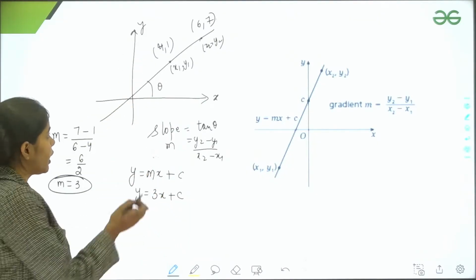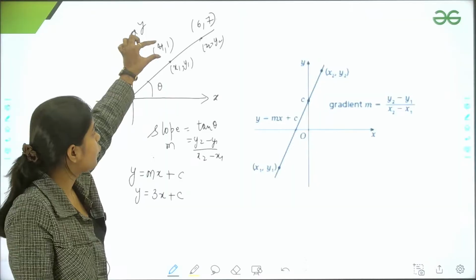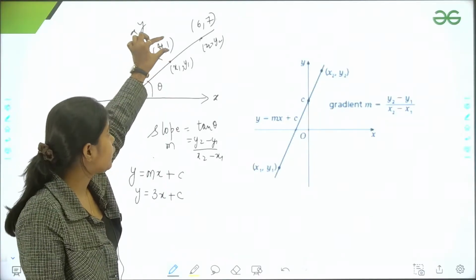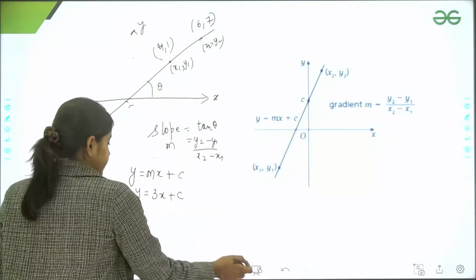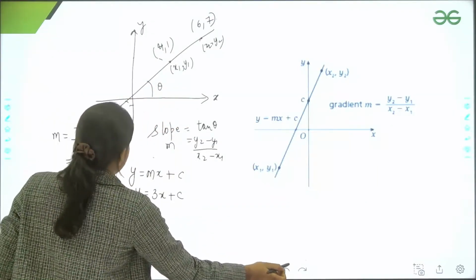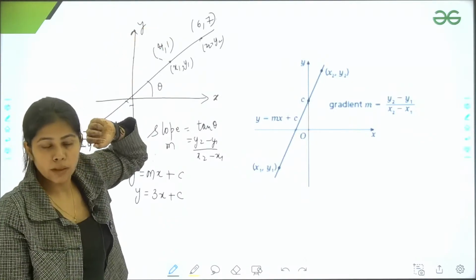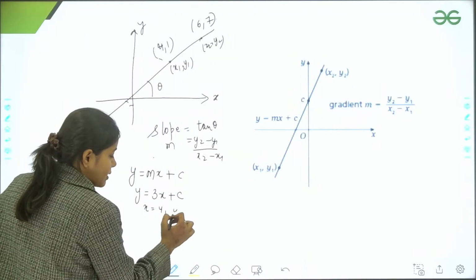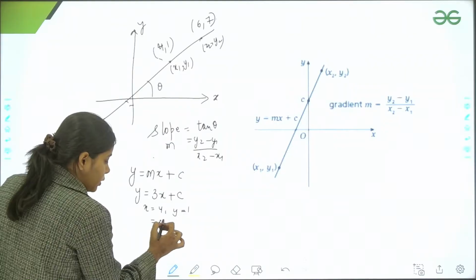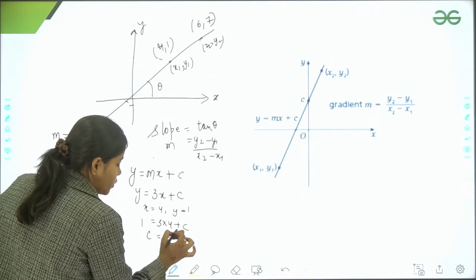To find c, what would I do? I can see that (4, 1) satisfies the line. What is this (4, 1)? On (4, 1) we have x = 4, y = 1. I hope you get it, this (4, 1) means that x = 4 and y = 1. So I'll put that in this equation. 3 into 4 plus c equals 1. On solving we'll get c = -11.